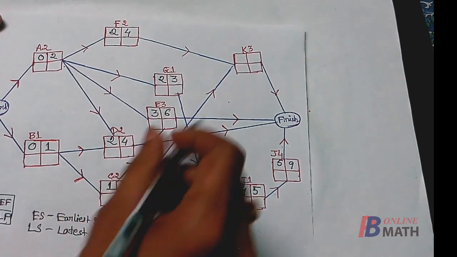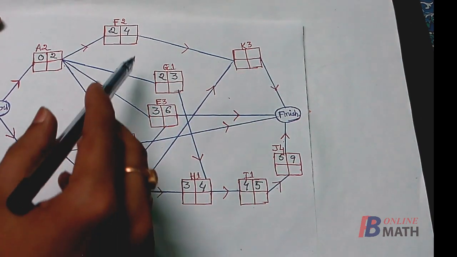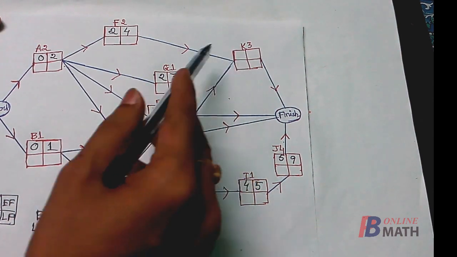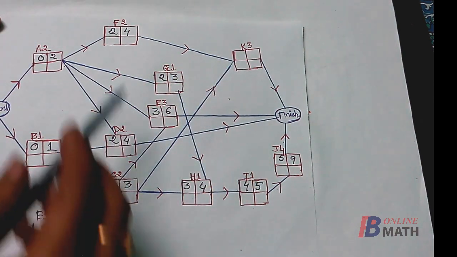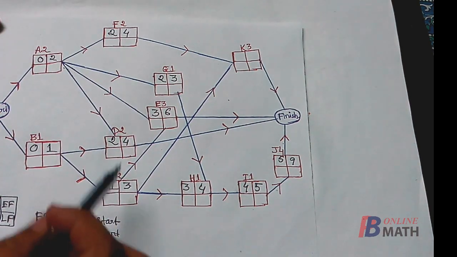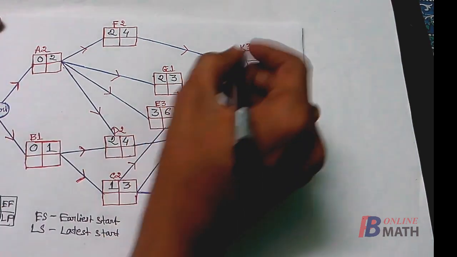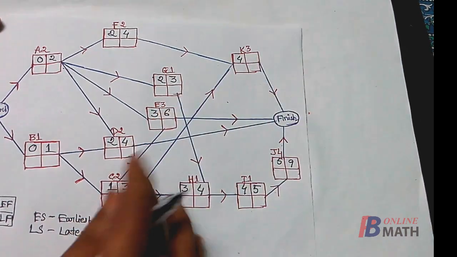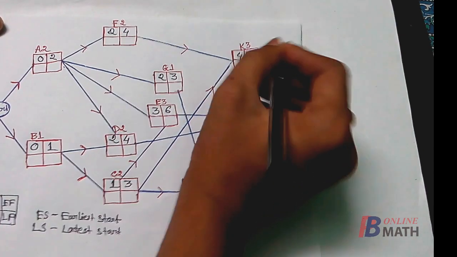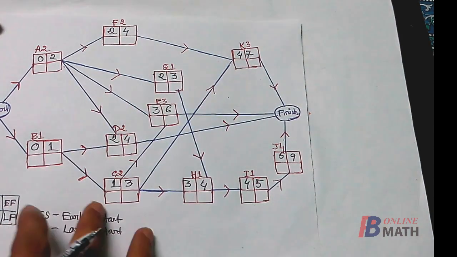Next, consider the activity K. It has two immediate predecessors, C and F. So the activity K can be started only after completion of the activities C and F both. Now we find that the activities C and F are done after 4 weeks. So we write here 4. And it requires 3 weeks, so 4 plus 3 is 7. So 7 is the earliest finish time of the activity K.